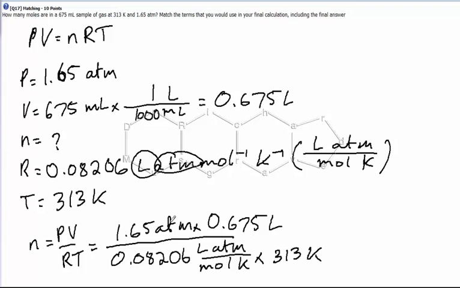What you'll see here is that the atmospheres will cancel, the liters will cancel, and the kelvins will cancel, and you'll be left with moles. Now that's per mole, and that's on the bottom, so that's going to give you a value in moles, with the moles ending up on top. The number of significant figures we'll see will be 3 significant figures in our answer. Now I want you to look at this, and you can see the importance of making sure that all the units match the units of R. That way everything cancels to give us the unit that we need at the end.